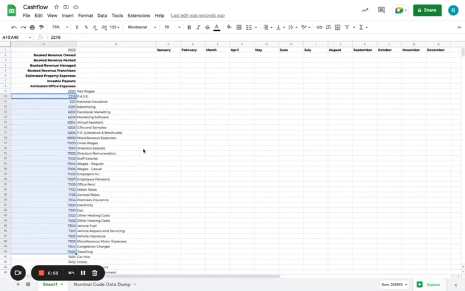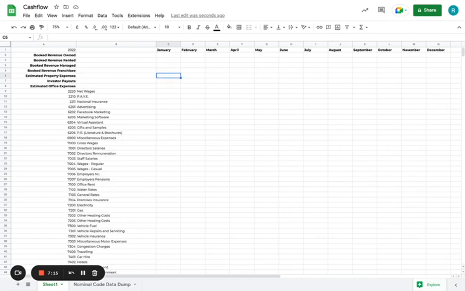So what I like to do is look at, okay, what's the booked revenue for owned properties, what's the booked revenue for rented properties, and what's the booked revenue for managed properties. Again, you can pull that data from either your channel manager or from your accountancy software, depending on how you put your sales into that software.